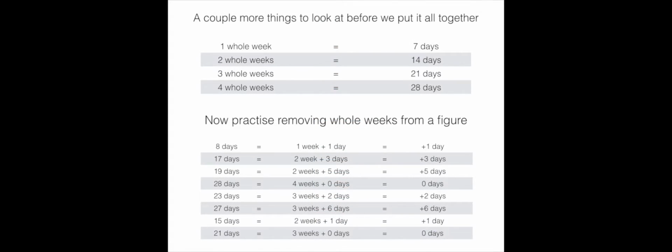A couple more things we need to think about. 1 whole week equals 7 days, 2 whole weeks is 14 days. You know this. But now practicing removing whole weeks from a figure. So if it was 8 days, it would be 1 week and 1 day, but we would think of it as just 1 day. 27 days would be 3 weeks and 6 days, just 6 days. 15 days, 2 weeks and 1 day, 1 day. Practice going through that on those dates on the screen.